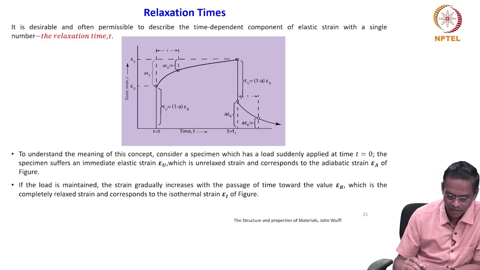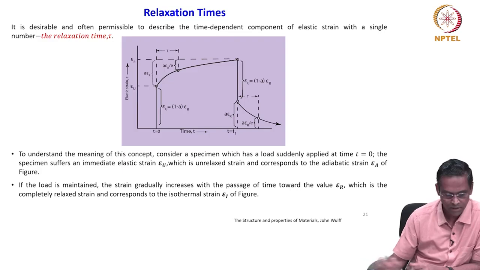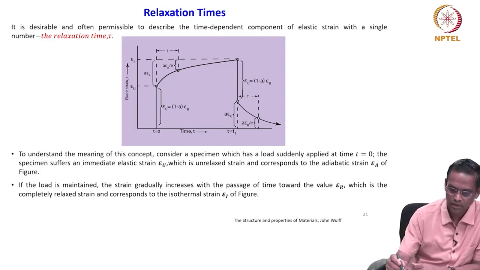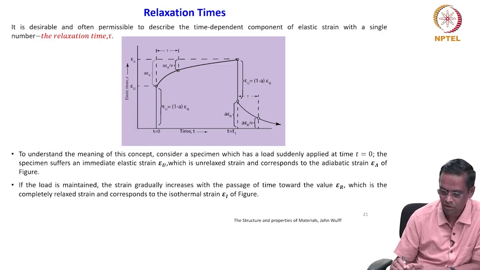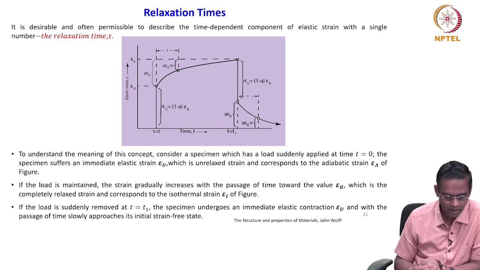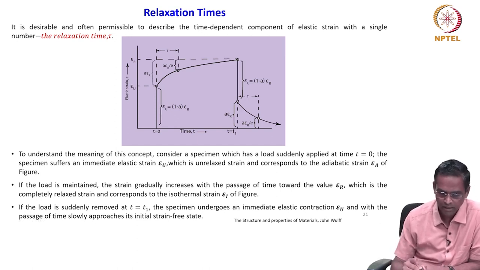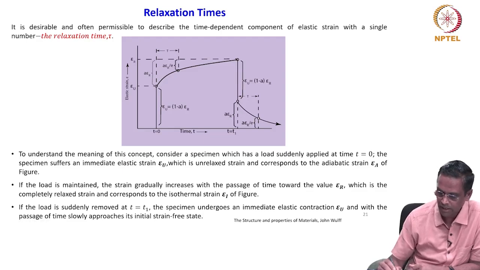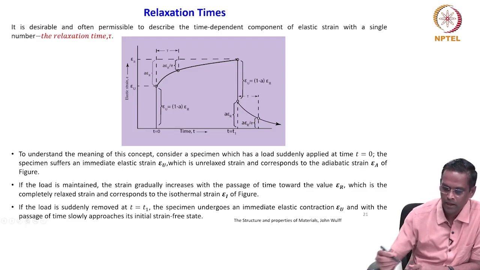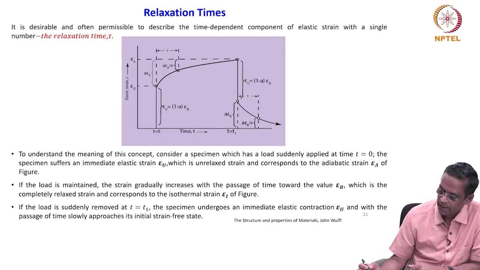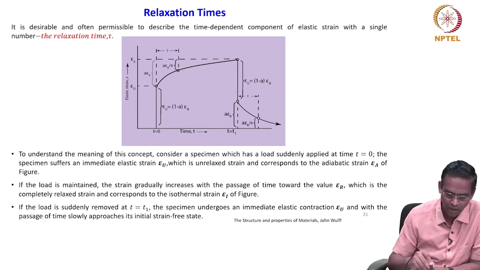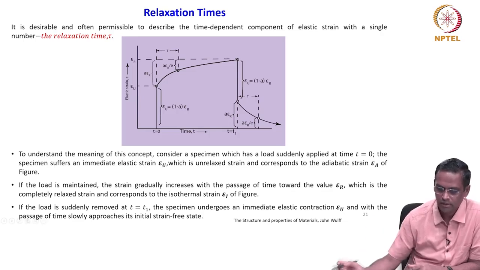If the load is maintained, the strain gradually increases with the passage of time toward the value ER, which is the completely relaxed strain and corresponds to the isothermal strain EI of the figure. If the load is suddenly removed at t equal to t1, the specimen undergoes an immediate elastic contraction, again EU, and with the passage of time slowly approaches its initial strain free state. So, this is asymptotically coming down.